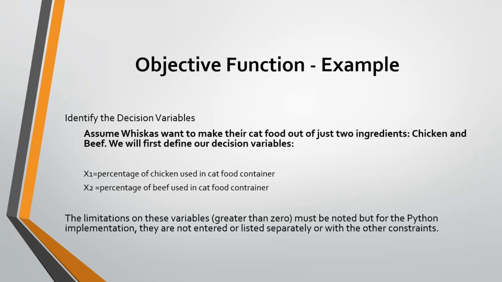This is a very simple problem. First we see the problem, and then I define the Python function. Sorry, I'm jumping over. We have a cat food, for example, and there are two ingredients, x1 and x2. We need to see the chicken and the beef, there are two variables, the percentage of the variables in the food container. So we need to find out how much percentage we need for these variables. So this is the problem. Identify the decision variables. We need to find out x1 and x2, which mean the percentage of chicken used in cat food containers and the percentage of beef used in cat food containers.